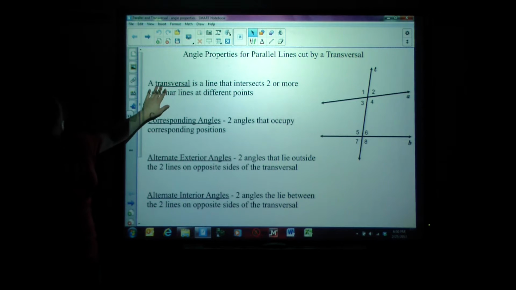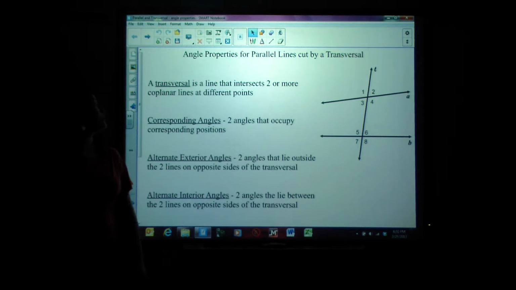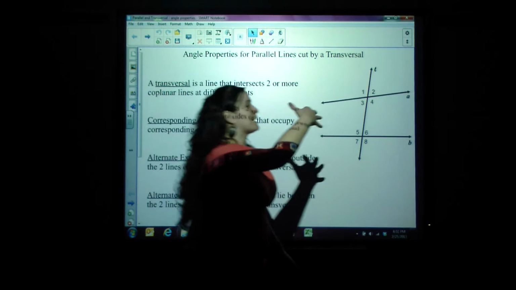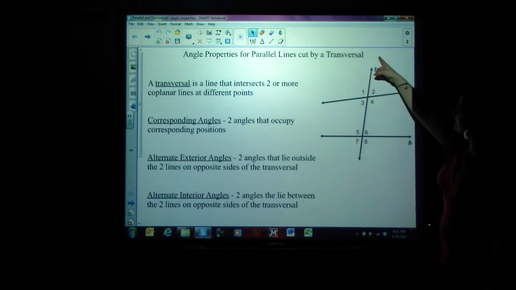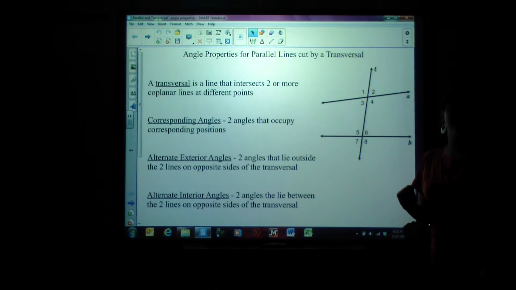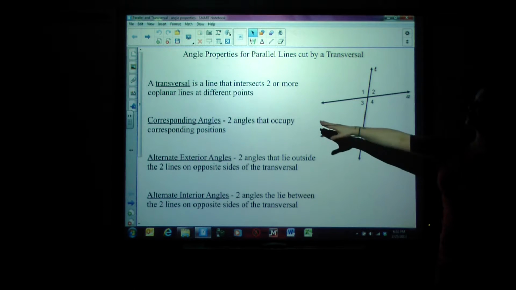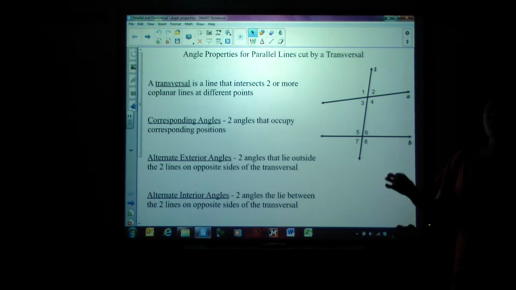Number one, first of all, what is a transversal? Well, a transversal is a line that intersects two or more coplanar lines at different points. So let's take a look at the picture. A and B are coplanar lines that are cut by this line T. Line T is intersecting two different lines at two different points. T is a transversal.